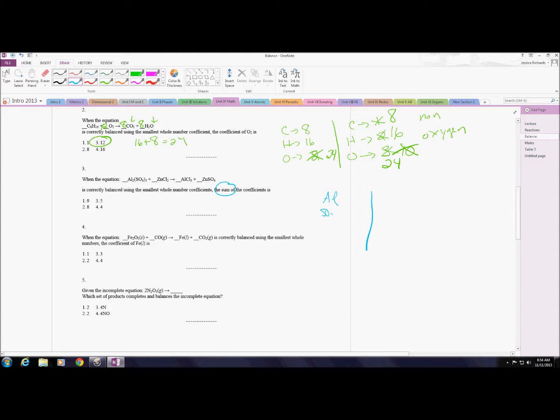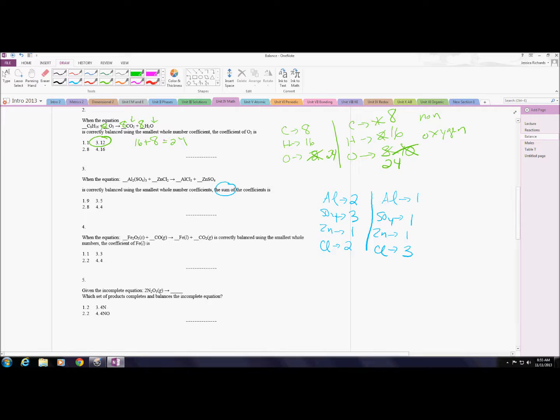So we have aluminums, we have sulfates, we have zinc, and we have chlorine. So aluminums and sulfates and zinc and chlorine. So if we count first, there's 2 aluminums, there's 3 sulfates, there's 1 zinc, and there's 2 chlorines. On this side, there's 1 aluminum, there's 1 sulfate, there's 1 zinc, and there's 3 chlorines.